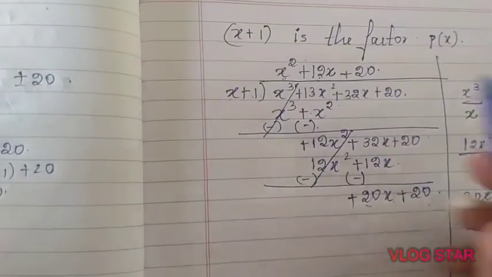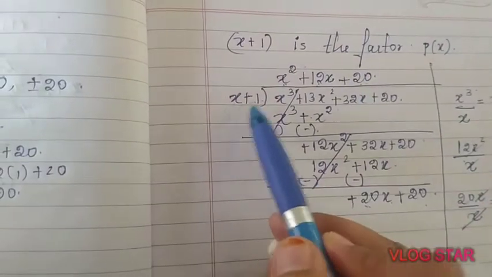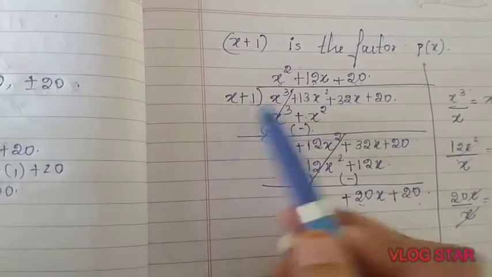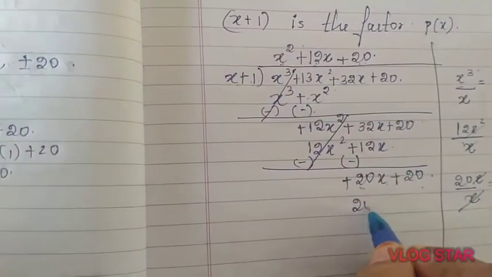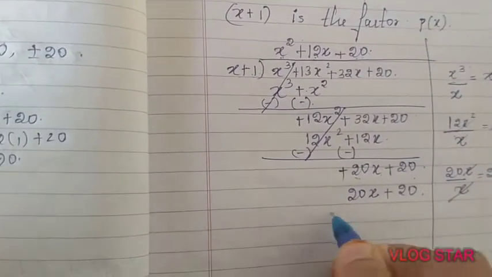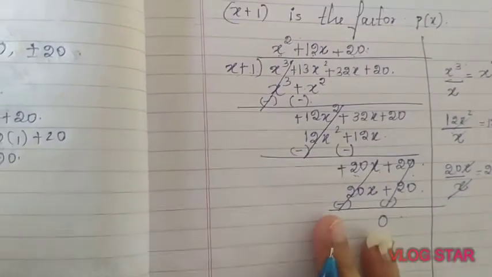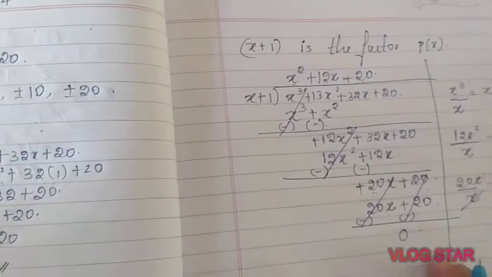Okay, so now what you have to do? You have to consider this third term of the quotient, multiply by the first and second term of the divisor. 20 into x is nothing but 20x, plus 20 into 1 is nothing but 20. So now change the sign. So just cancel this. What you are going to get over here? 0.